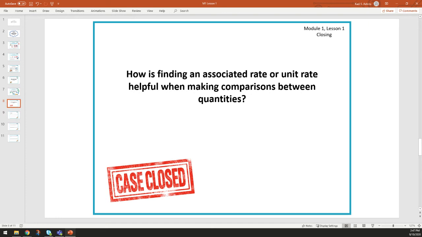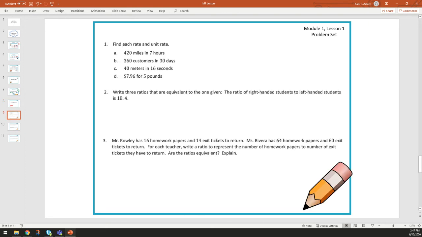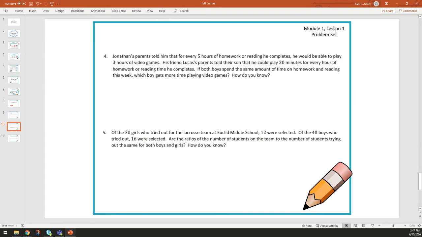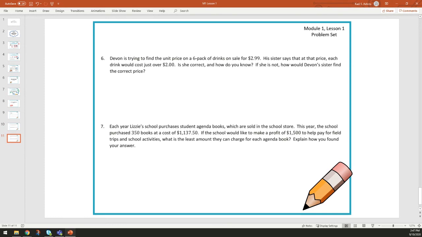All right, in your workbook, you have some problem set problems. I want to give you guys the opportunity to work on those. You have, looks like, 7 problem set problems that you need to try on your own.